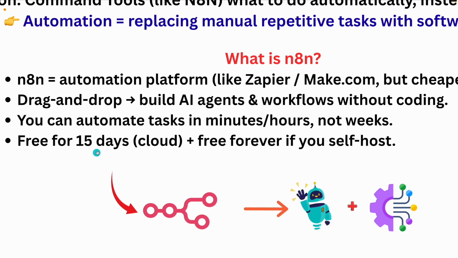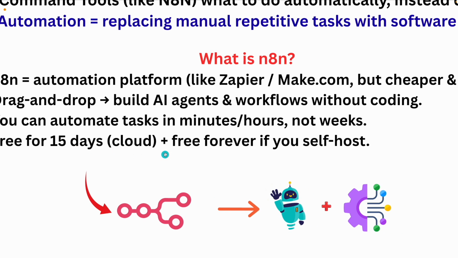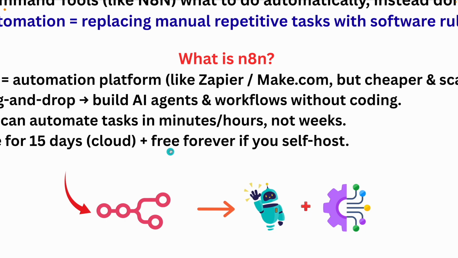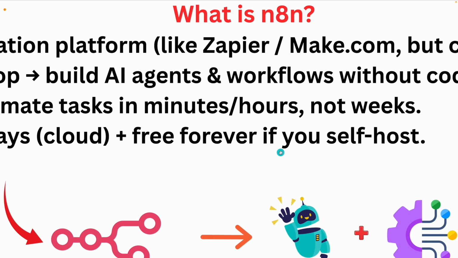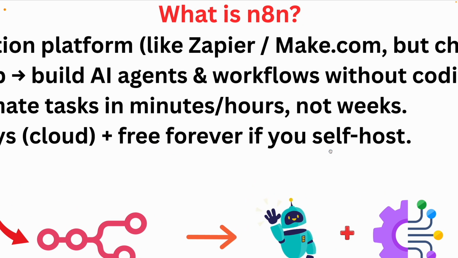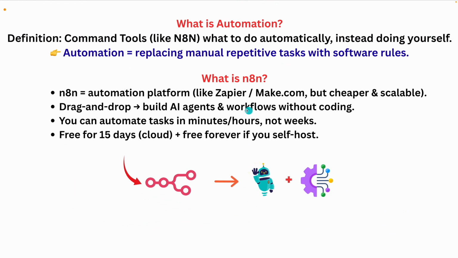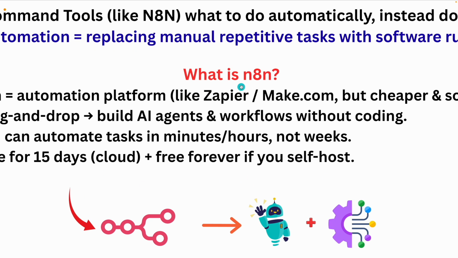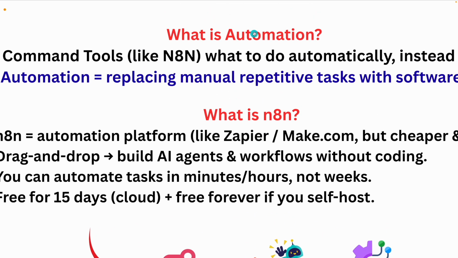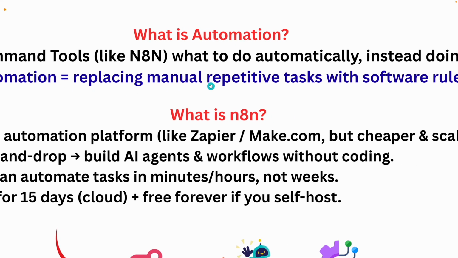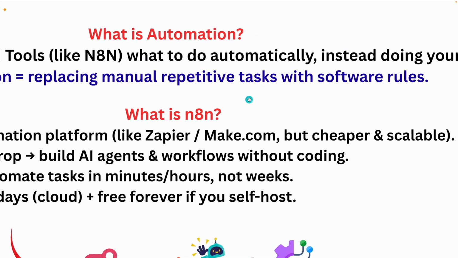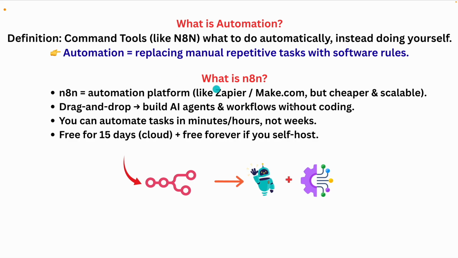they have a cloud version which is free for 15 days, but you can also use it for free forever if you self-host it. The community version is lifetime free if you self-host it. We will talk about it, but just understand n8n is a platform that helps us do automation, and this automation allows us to replace manual repetitive tasks. So this saves lots of our time.